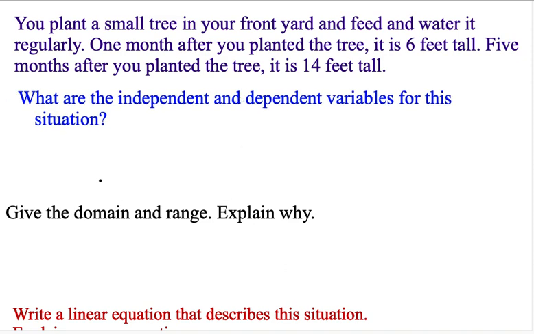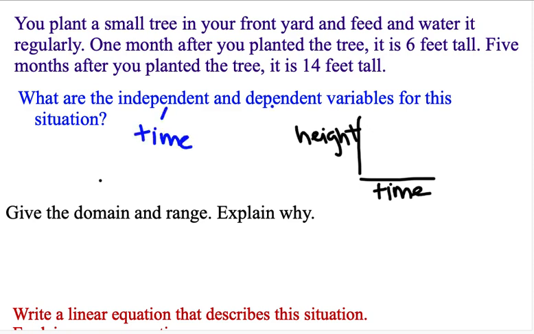All right, well, let's think about it. A tree over time is growing. Well, I always think time is on that x-axis. It happens no matter what. It's independent. So then I think the height of the tree depends on the time it's been in your yard. So I definitely think the independent variable is time, and the dependent variable is the height of the tree. All right, seems pretty logical to me.